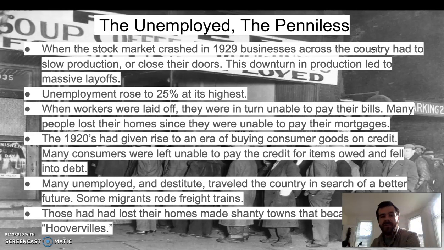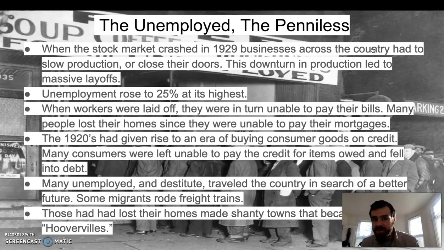And in a lot of instances, people had to sell off all of their furniture, all of their belongings in order to try and make that next mortgage payment. And many, many Americans ended up losing their homes as a result of unemployment that happened after the stock market crashed. Now, a lot of people who were unemployed and destitute traveled the country in search of a better future.